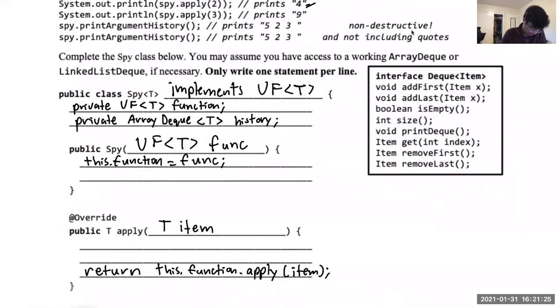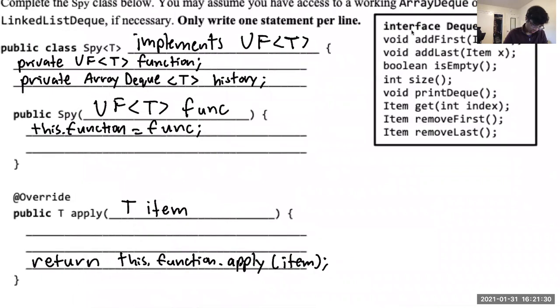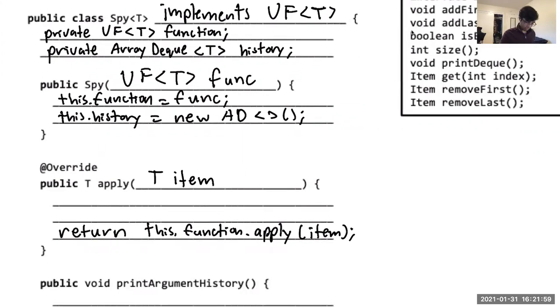Okay. So now that we have that set, always, when we have an instance variable, we're going to want to initialize it in the constructor, right? So when we build our object, we want a new array deck to come with it. So this dot history equals new, and then again, I'll just abbreviate array deck here as AD. AD of type T. That's not where that goes, actually. There we go. AD, and like that, right? So now we've implemented our new array deck.